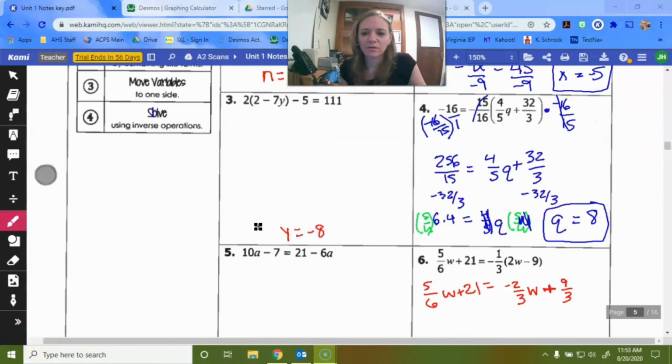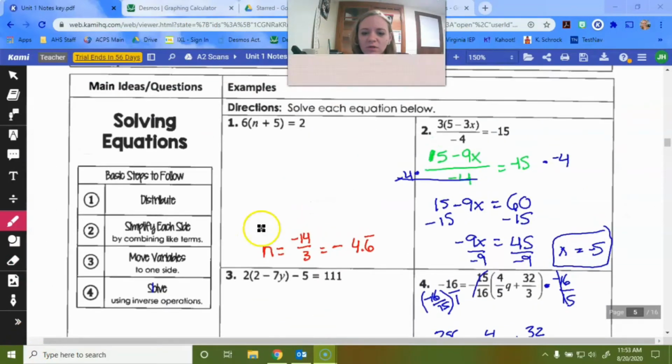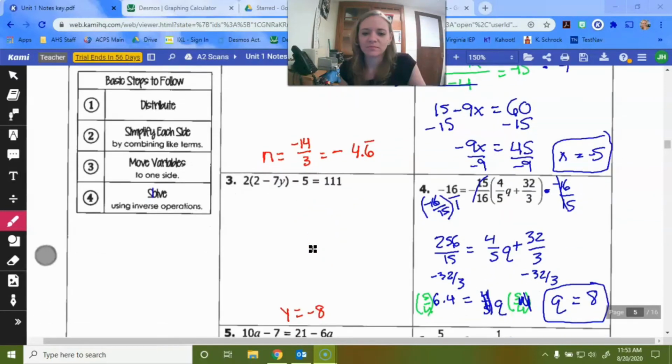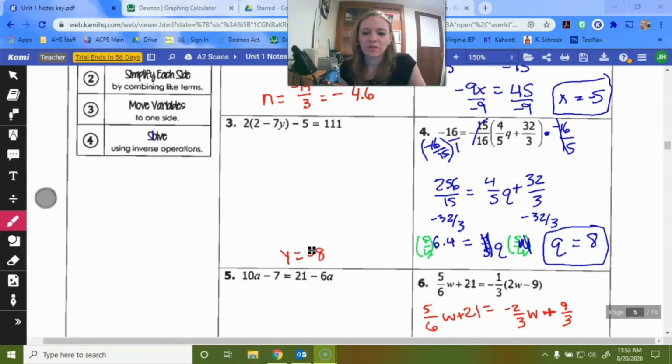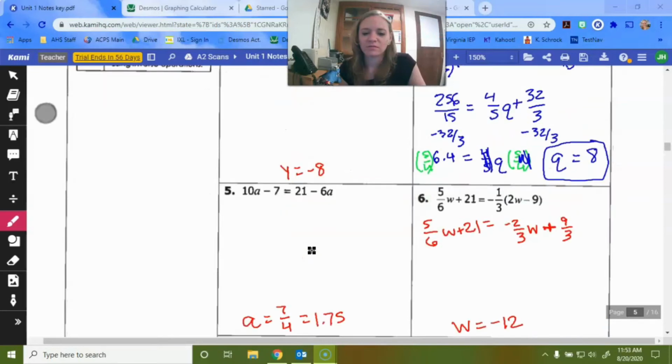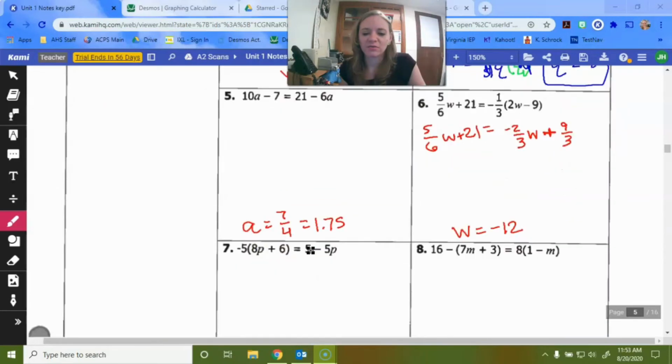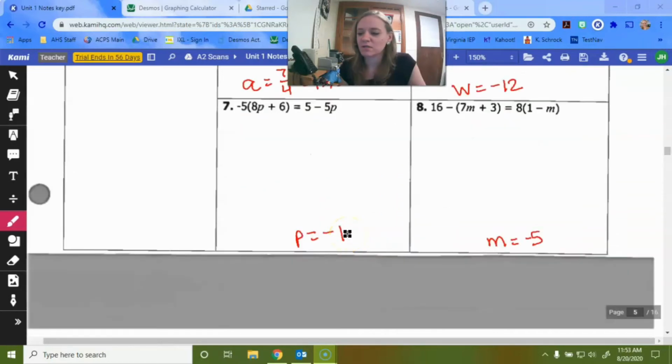Alright, so here are the solutions. Number 1 is negative 14 over 3. Number 3 is negative 8. Number 5 is 7 over 4. Number 6 is negative 12. Number 7 is negative 1. Number 8 is negative 5.